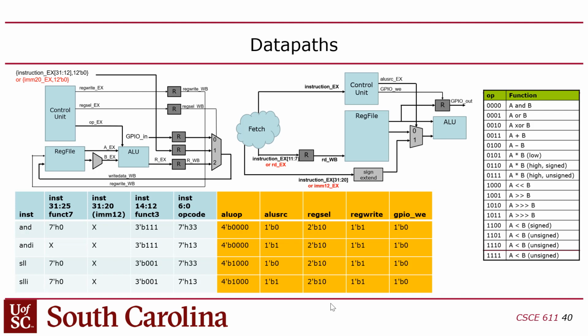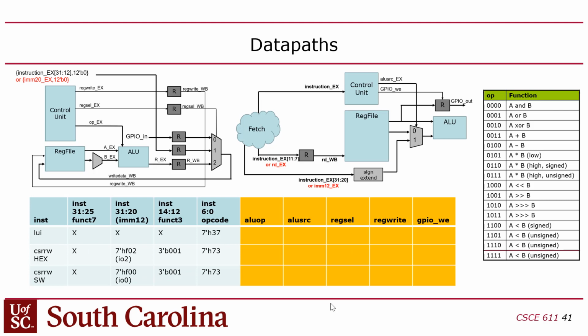Okay? And then I think I've got one final slide, with some miscellaneous instructions. We've got LUI, and there are 2 versions of the CSRRW. And like I mentioned, this is why you're going to have 2 if conditions for the CSRRW. So you notice I have two rows of this table for that.